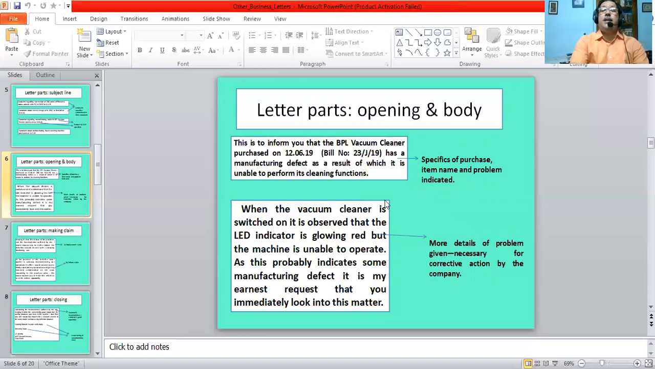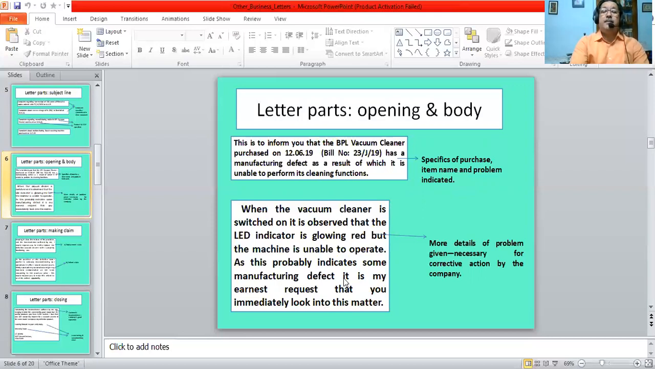So this is the introductory paragraph, which gives the introduction to the subject by talking about the specific problem or grievance about which the customer is writing this letter. Also note that apart from the problem being referred to, the specifics of purchase, item name, the date, and the bill number are all indicated. Now, more details are then given in the remaining part of the letter, the body of the letter.